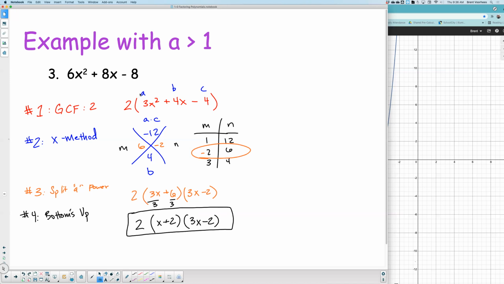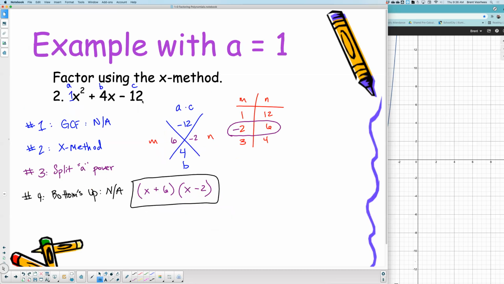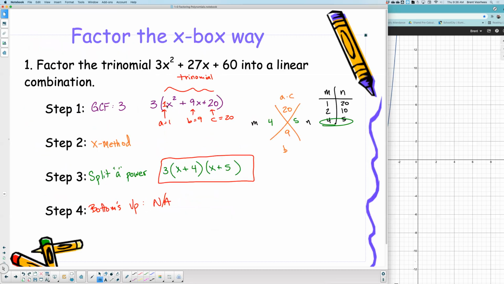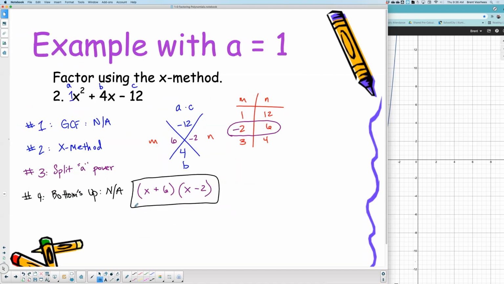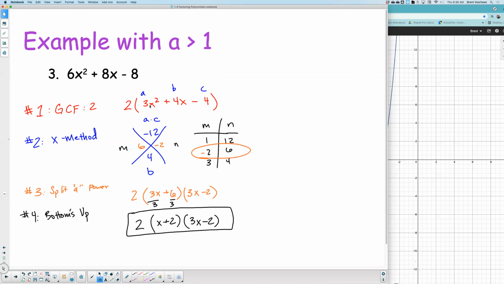It's whenever your A is greater than 1. If your A is greater than 1, you'll have to do bottoms up. The previous problems, if you look back, A was 1, so we did not have to do bottoms up. That's the rule. If A is larger than 1, like it was here, you will have to do bottoms up on at least one of the parentheses. Sometimes they both get divided a little bit, but you will have to do bottoms up if your A is larger than 1. That's the rule. You don't have to know the rule, but I'm just telling you that is the rule.